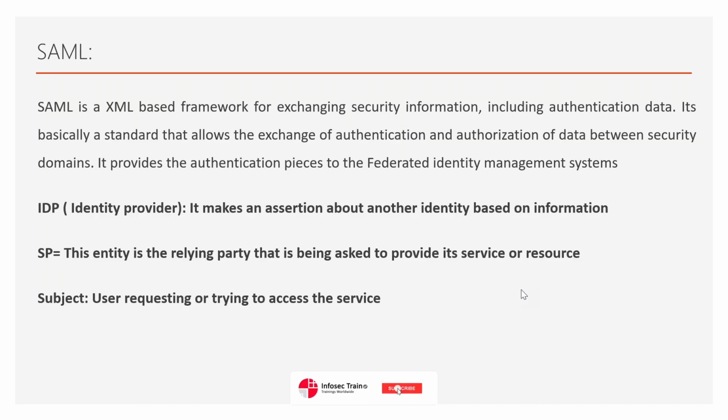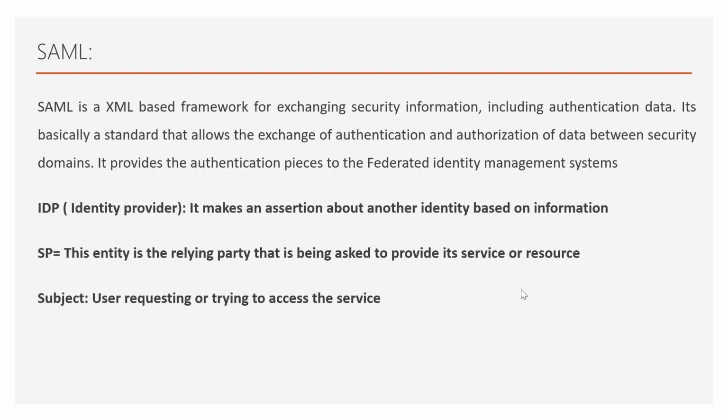Exchanging the security information, we have SAML, but apart from that, we also have something called OpenID and OAuth. That is also discussed in identity access management. So basically SAML is used to exchange your authentication data, whereas your authorization depends on OAuth. So we integrate your SAML with OAuth.